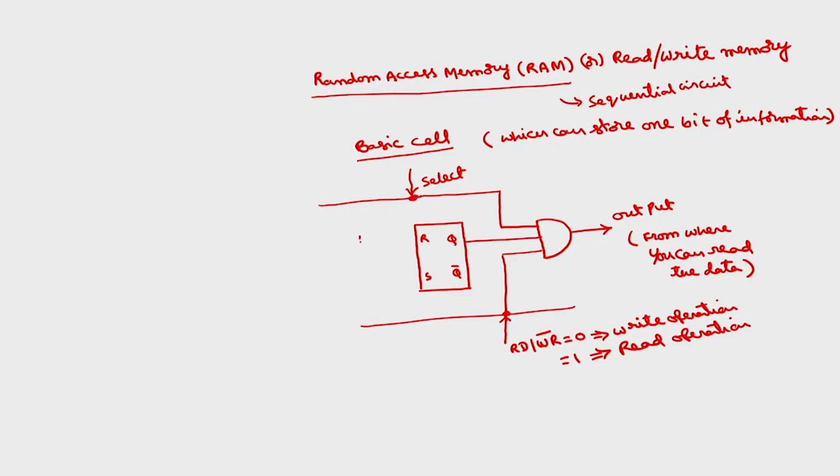So basically I have 3 AND gates, 3 input AND gates. So this select signal will be common to all the gates. Similarly, read by write bar also will be given to all the inputs.